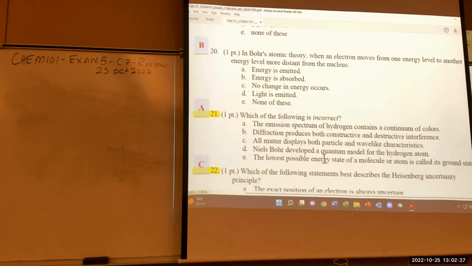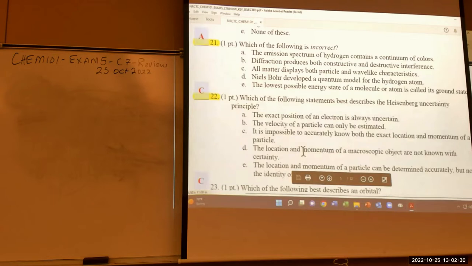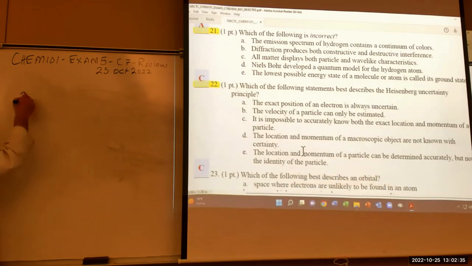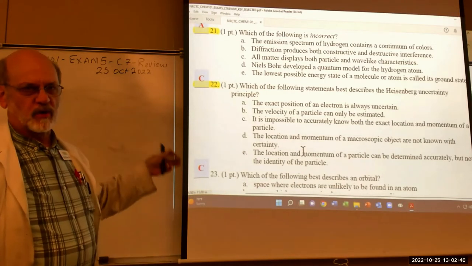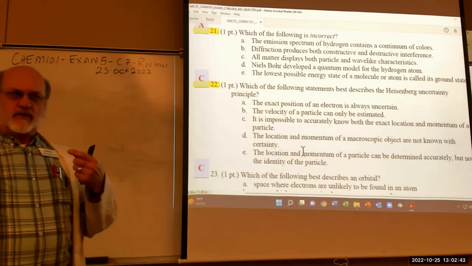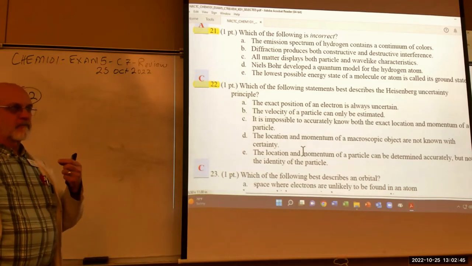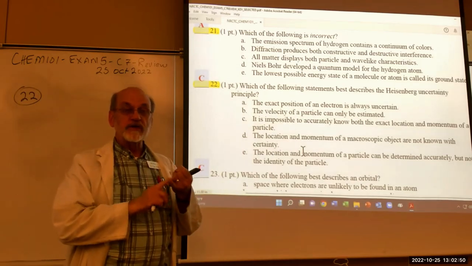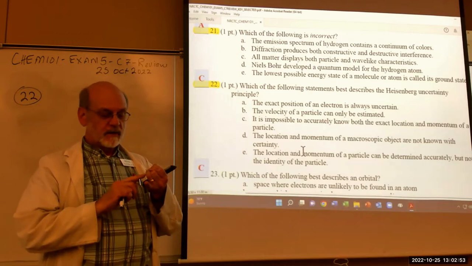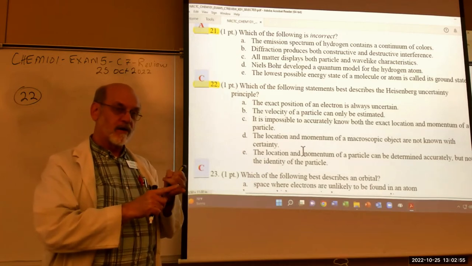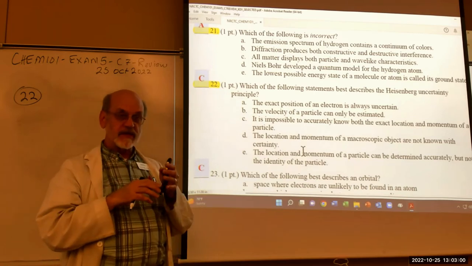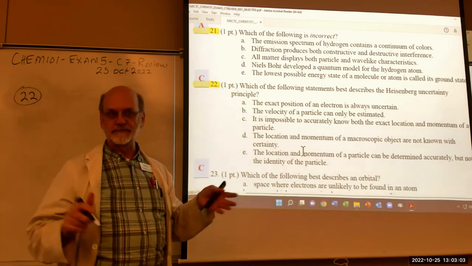22. Which of the following statements best describes the Heisenberg uncertainty principle? What is the Heisenberg uncertainty principle? I wrote a formula on the board, but I'm not expecting you to remember that. This is the simplest way to put it. When particles are really small, subatomic particles, you can't know both where they are and how fast they're going at the same time. If you know either one of those with accuracy, then the other one becomes completely unknowable.